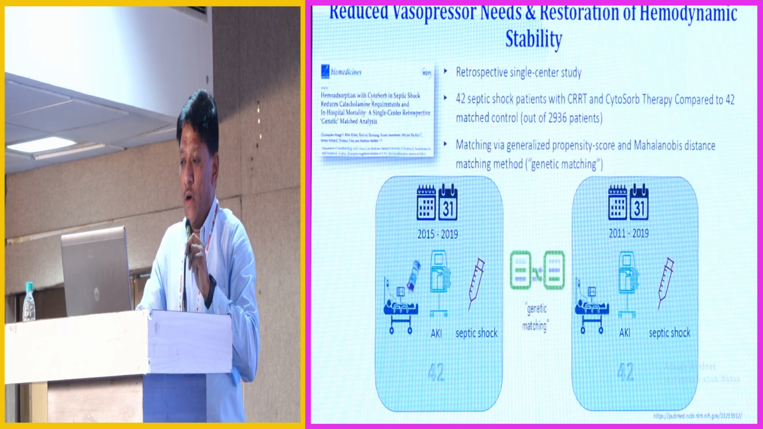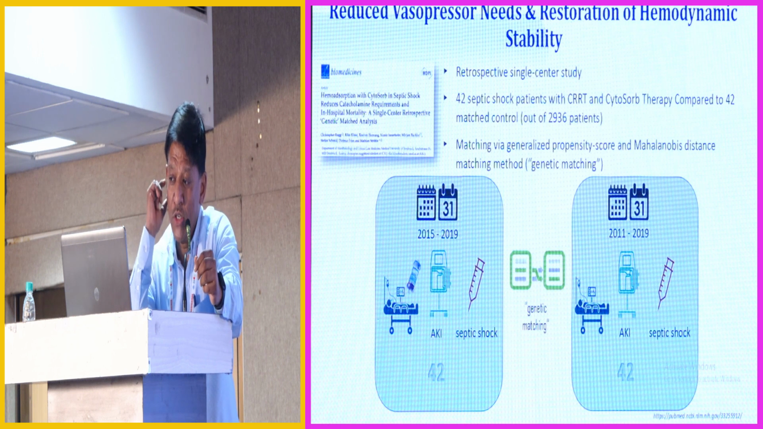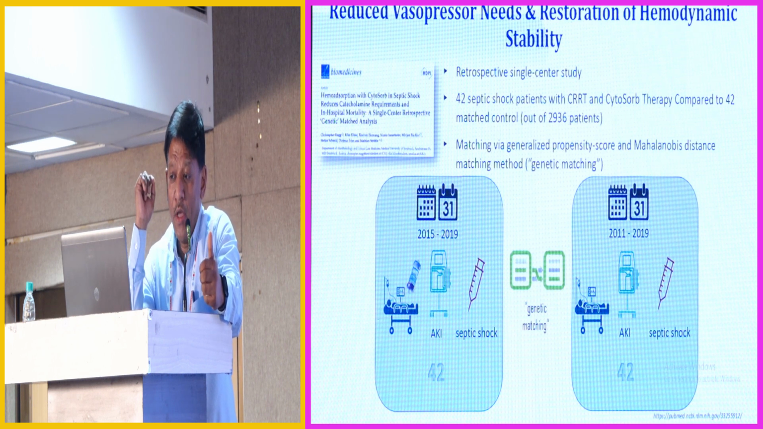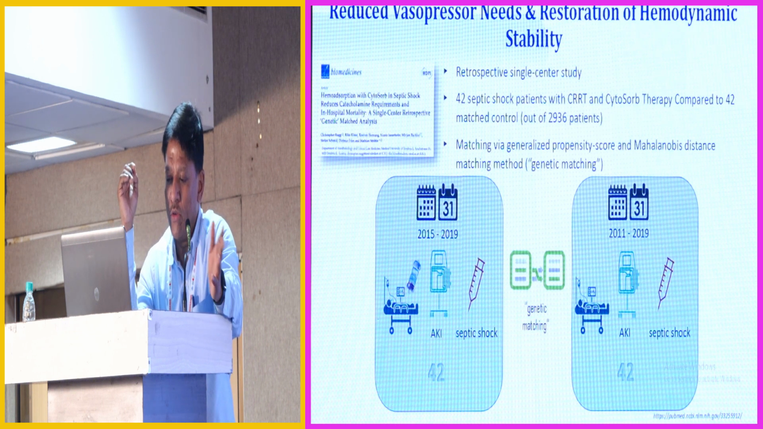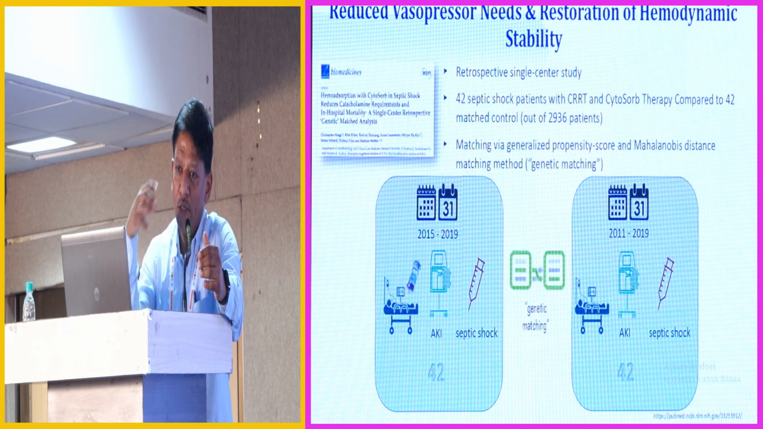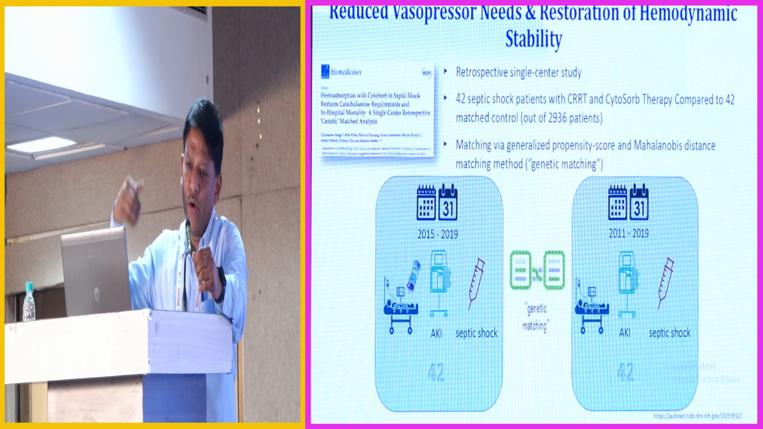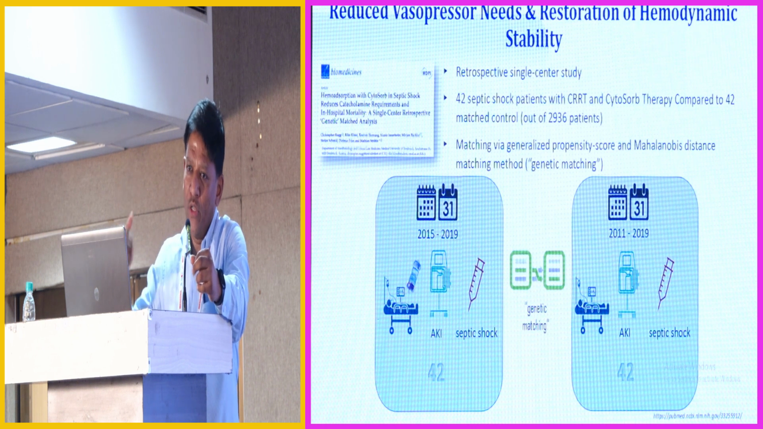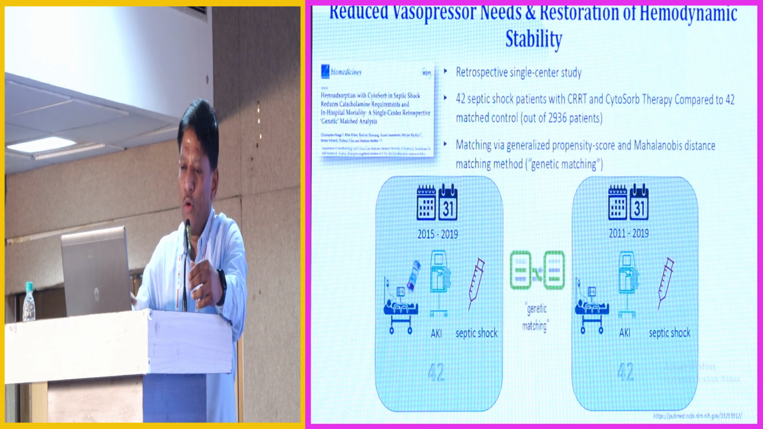And this was another study which showed reduced vasopressor needs and restoration of hemodynamic stability. Again, a retrospective study in 42 septic shock patients with CRRT and Cytosorb versus 42 matched controls. This was a time period study, 2015 to 2019 for the Cytosorb group and 2011 to 2019 for the CRRT-only group. So it is a retrospective study, going back through the data and seeing how many patients required Cytosorb with CRRT, how many only CRRT, and then matching the patients to try to achieve some data.